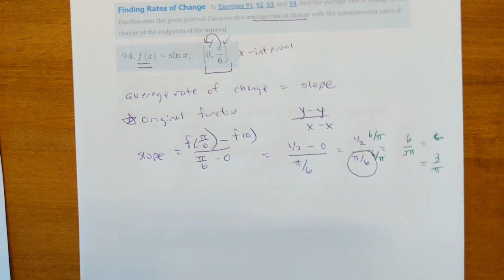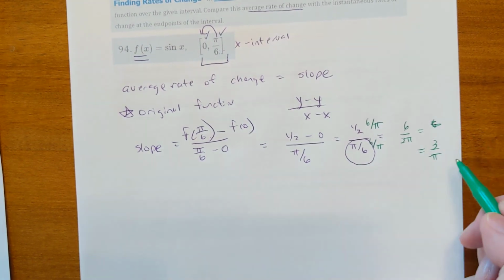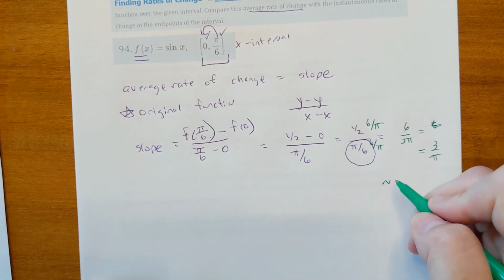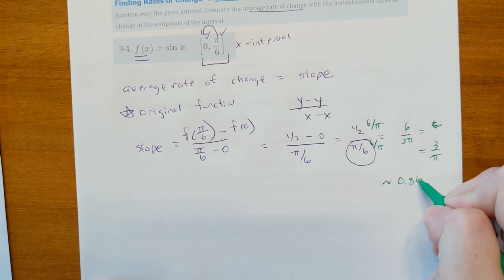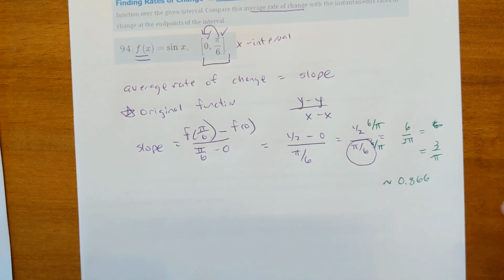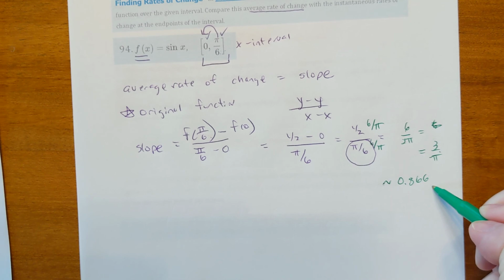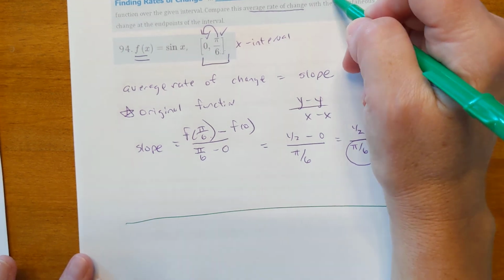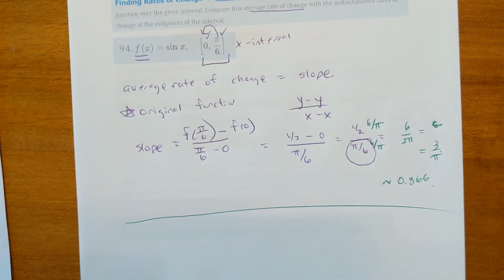That's the exact answer. Or you could do the rounded answer on it. The rounded answer, if you divide 3 by pi, is approximately 0.866. So that's a rounded answer. Exact, rounded. All right, then, so that is the average rate of change. They asked for that. Find the average rate of change. There were several questions in this.